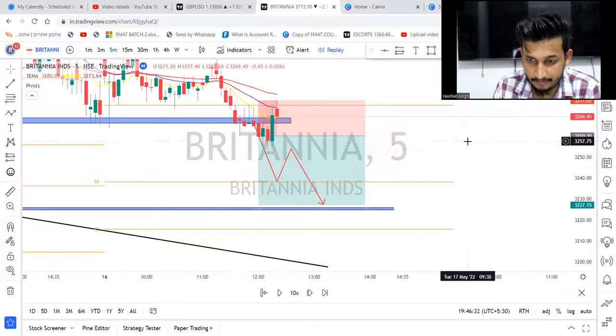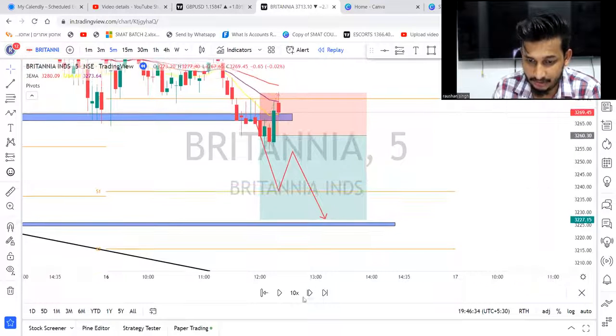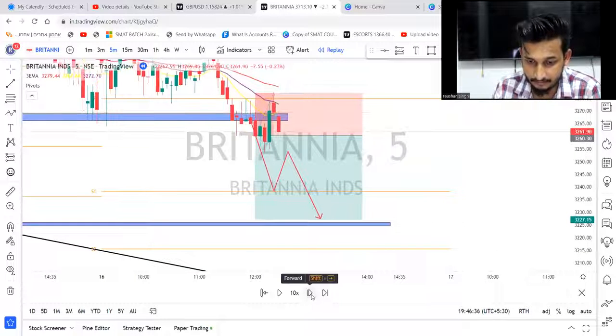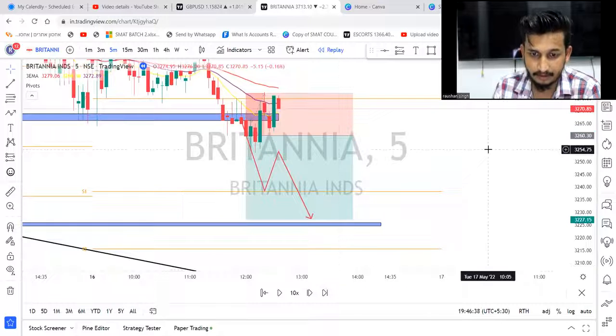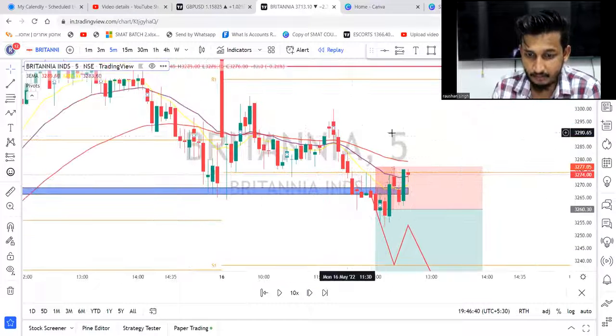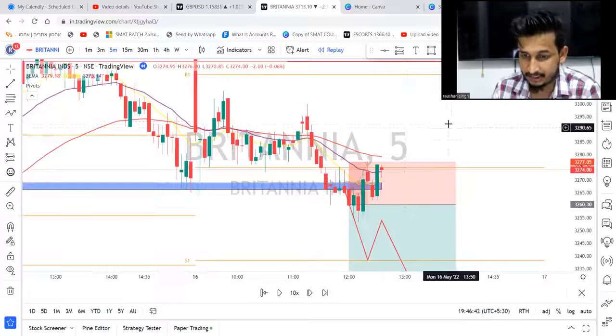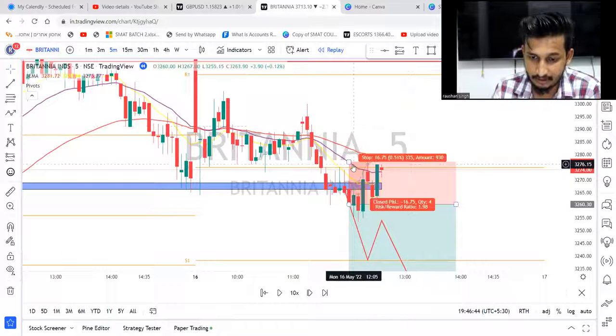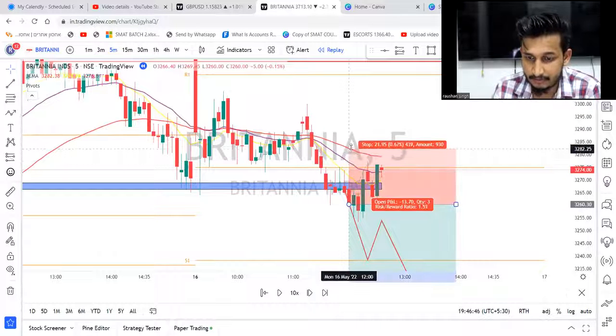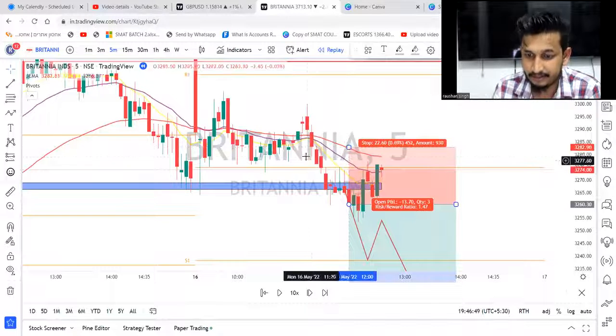Again, it has gone upside. Still, it has not hit my stop loss. So I'm still waiting. Okay. Here, what I'm seeing at this point of time, I need to fix a few things, which is my stop loss. My stop loss will be at this point of time. Like I have to increase my stop loss.